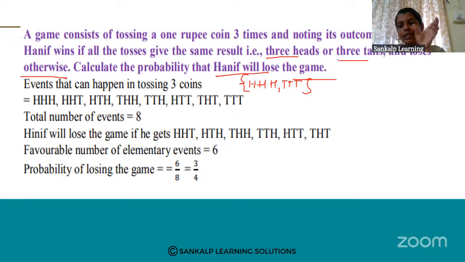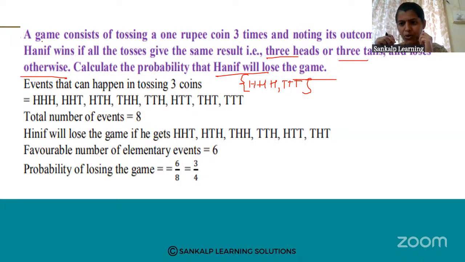That means, excluding 3 heads and 3 tails, we have to check how many chances there are. Then only he will lose the game. Events that can happen in tossing 3 coins. How many events will happen? That we will see. See, there are 3 coins.